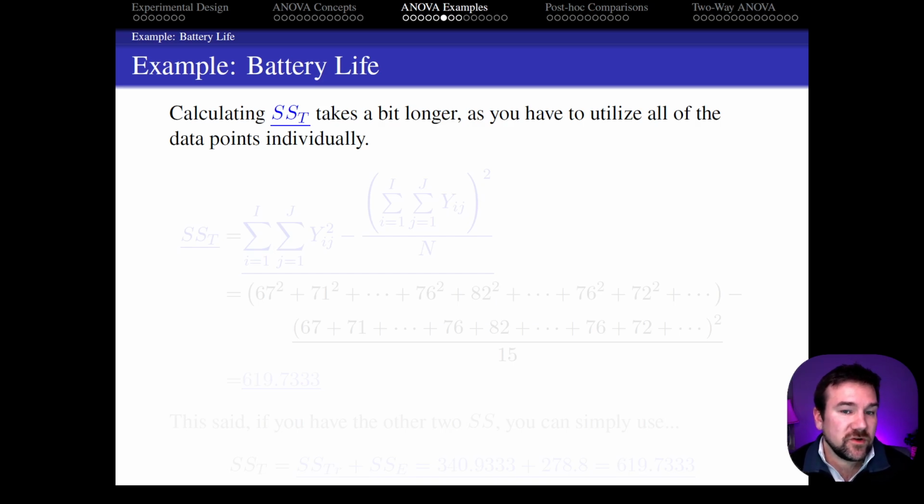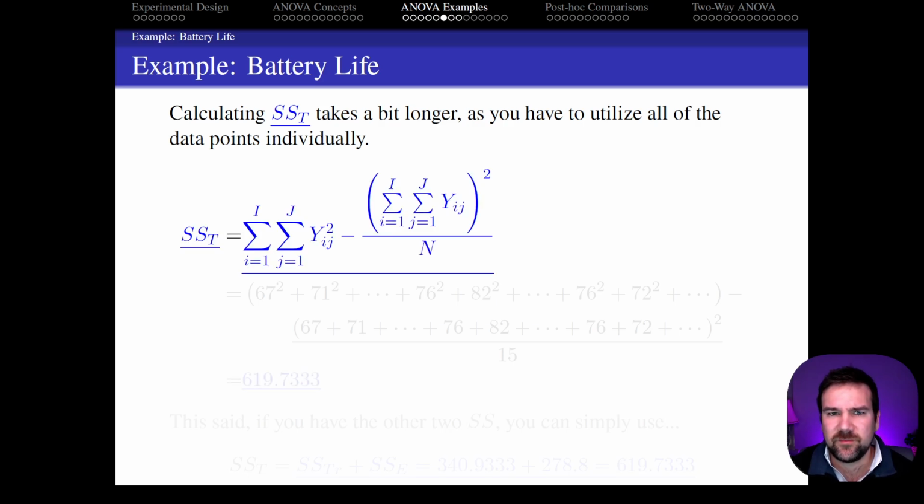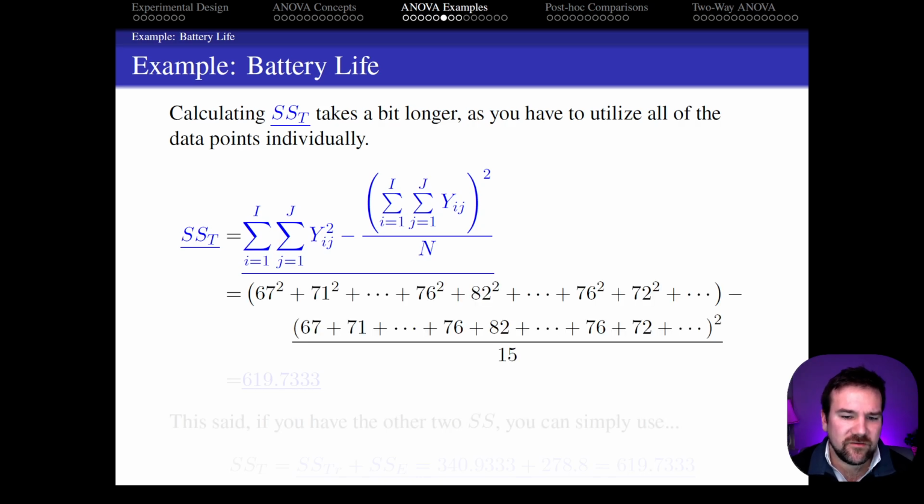For the sum of squares total, I'll show you the long way and the short way, but even with the shortcut, this is a bit of the long way. So I'd have to add up all of the data values squared, and you can see I had the first 2 from group 1, the first 2 from group 2, the first 2 from group 3. I square each of those data values and then I add them up.